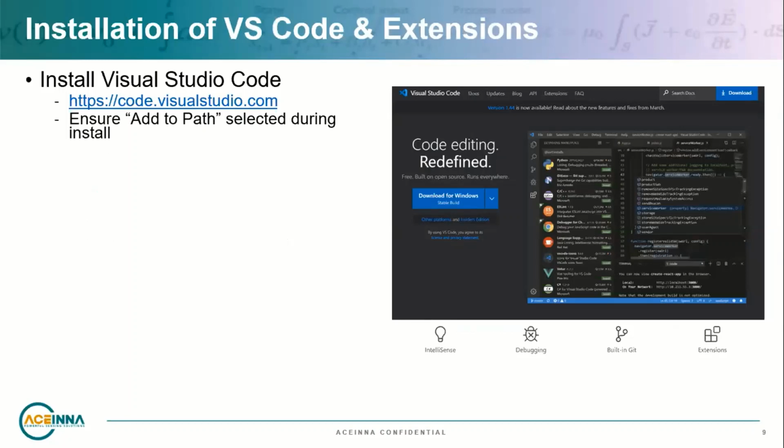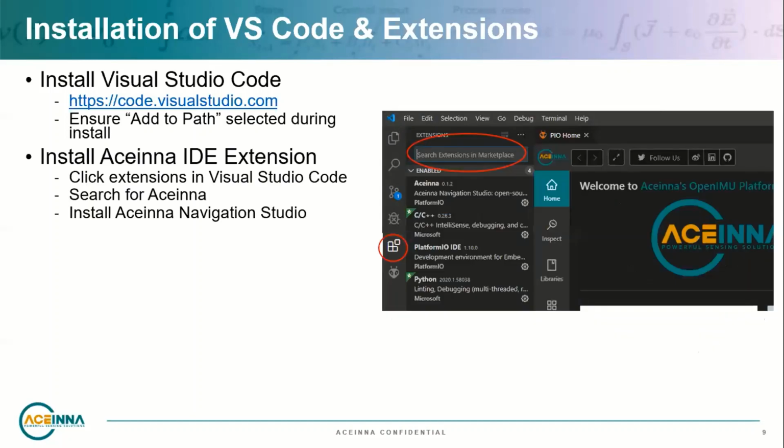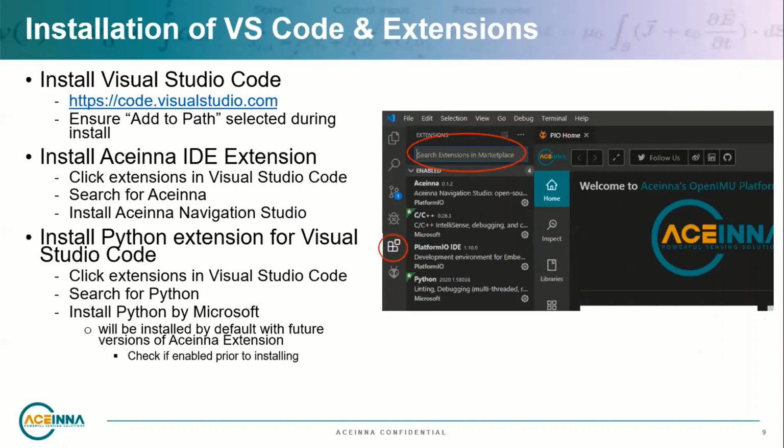So getting started, you need to download and install Visual Studio Code depending on the platform that you have, whether it's Windows, Ubuntu or Mac OS. During installation, make sure you check the box to add to the path. You can click on the extension icon in Visual Studio Code, search for ACEINNA and install the ACEINNA extension. And also make sure you have the Python extension installed in Visual Studio Code. Let me quickly give you a live demo of how it looks.